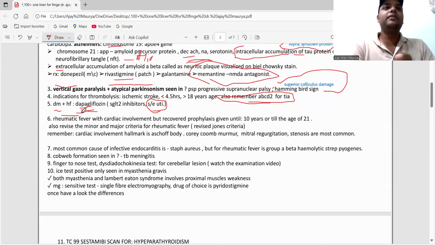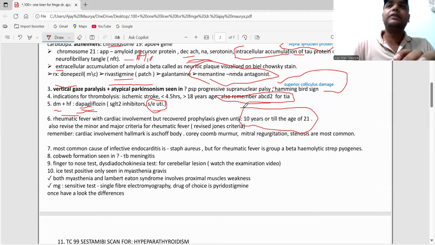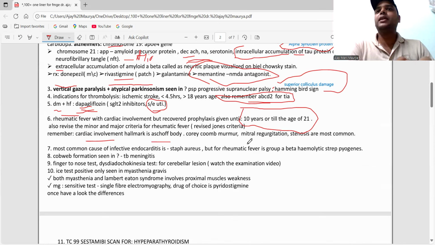Okay, now see, rheumatic fever with cardiac involvement, but prophylaxis is given until what, 10 years or until 21? There is a treatment of rheumatic fever, guys. Please try to remember here. Whenever there is cardiac involvement, do the revision here. Also revise the minor and major criteria for rheumatic fever. Also remember the cardiac involvement hallmark is Aschoff body. Carey Coombs murmur, and mitral regurgitation and stenosis are most common.